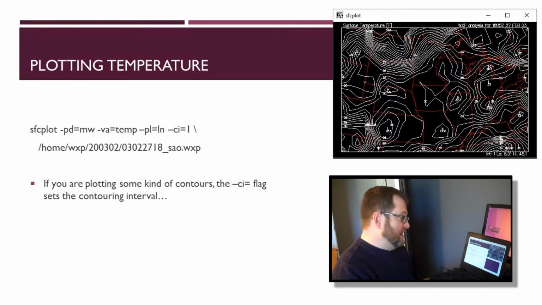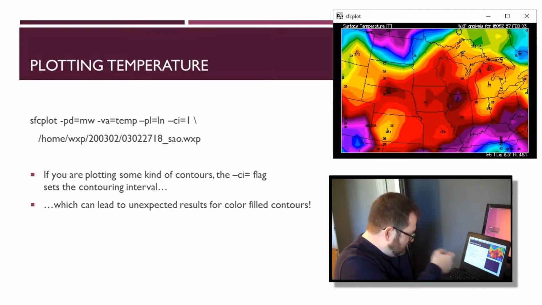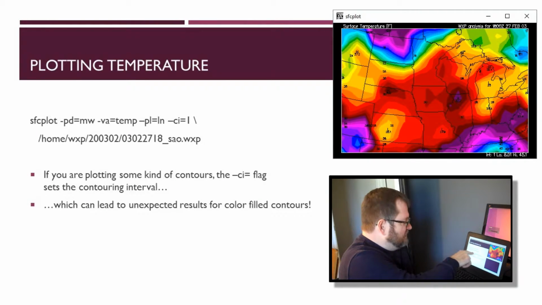And that same flag, by the way, minus CI equals, works just fine for the color-filled contours as well. If you want the little regions of each color to be smaller, by all means, just set the contour interval. I didn't change it on here. So the PL equals CF here on this command, and contour interval is equal to 1.